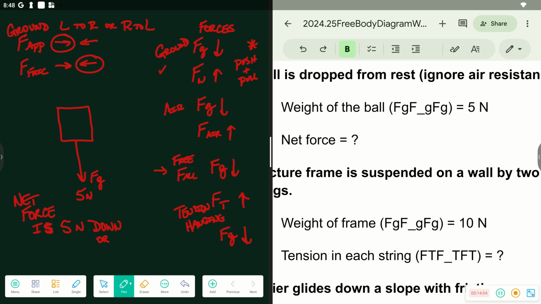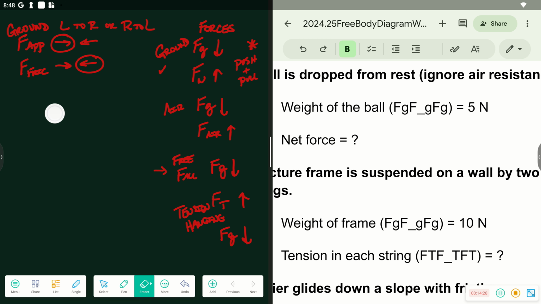or -5 newtons. Okay? Because it ignores air resistance, it means that something is in free fall. That means there is no resistance going against it, and it's just going to go at 5. It's going to go at whatever its weight is. And that's what the net force will be. All right. So that's that one.